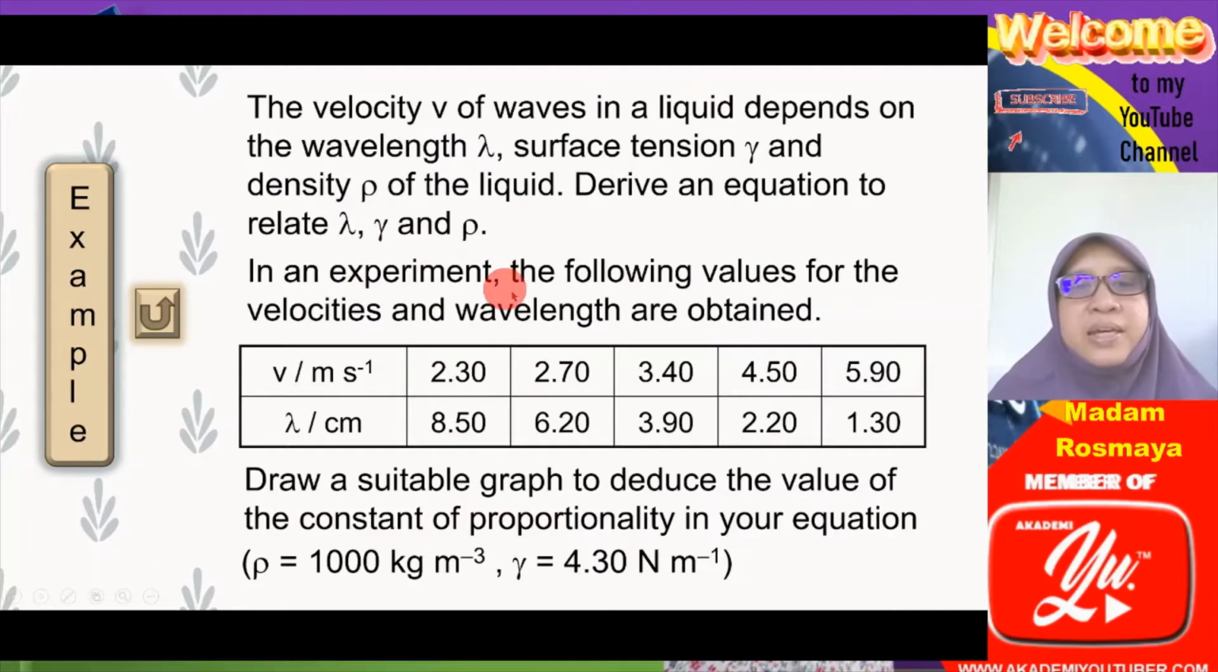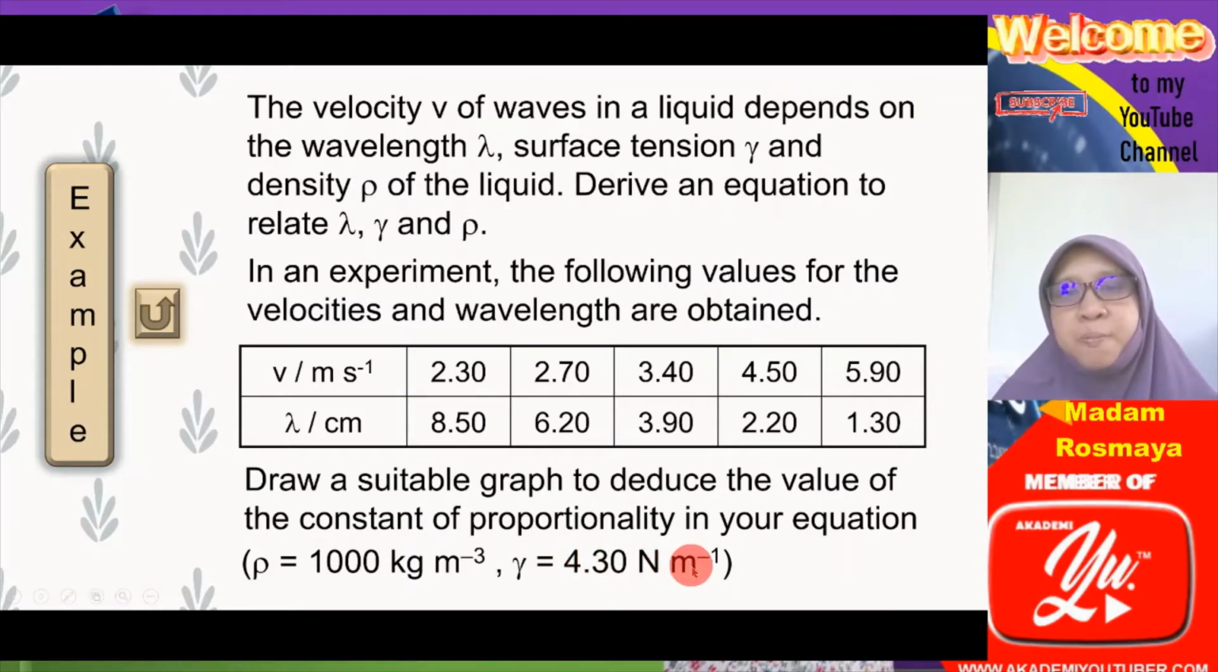Let's say in this experiment, the following values for the velocities and wavelength are obtained. Okay, the given here is the data for velocities and the wavelength. And we are going to draw a suitable graph to deduce the value of the constants of proportionality in our equation. Given that the density is 1000 kilogram per meter cube and the surface tension is 4.30 Newton per meter. So to solve this question, we first need to derive an equation.